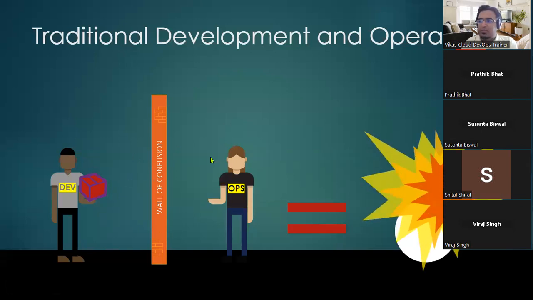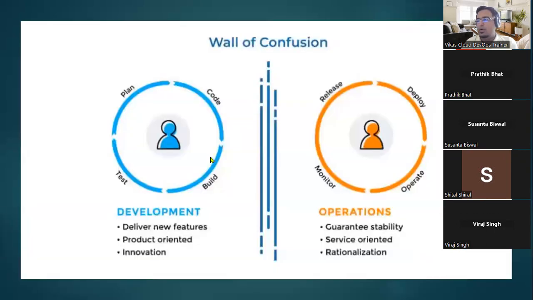There was a confusion wall that has to be fixed or removed with the help of the DevOps team. Simple. The development team has their own work. The operation team has their own work. The development team has to focus on new features, on being product oriented, on innovation, on development. The operation team has to focus on the guarantee that whatever has been running should run always. That's the responsibility of the operation team.